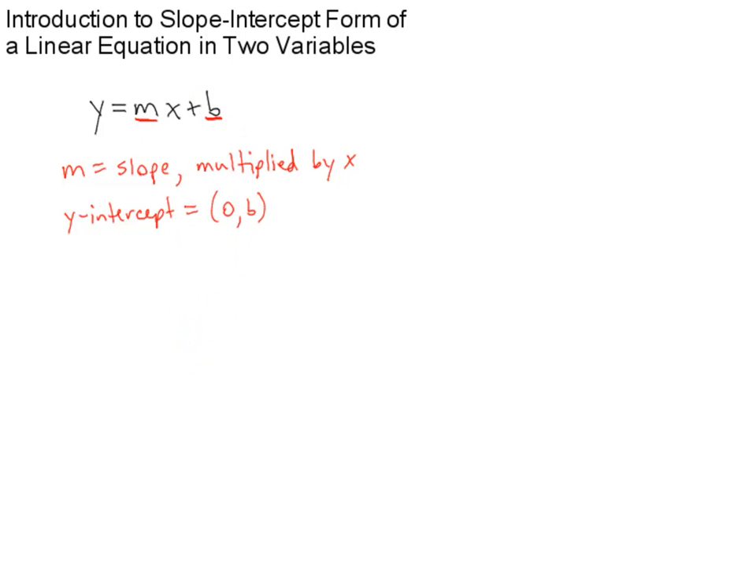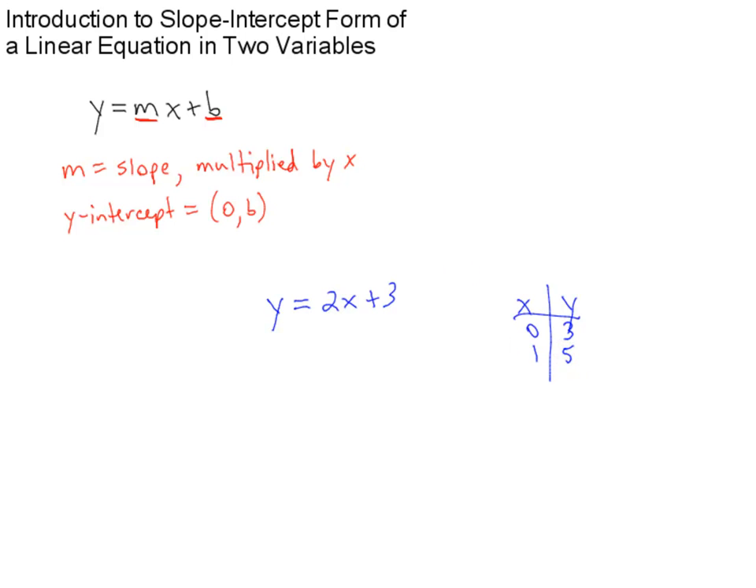Now a good question might be something like, why is your slope written next to x? Well, we can sort of look at that. Consider this equation: y equals 2x plus 3. If x is 0, then of course y is 3, if you plug 0 in for x. If x is 1, you get 2 times 1, which is 2, plus 3 is 5.